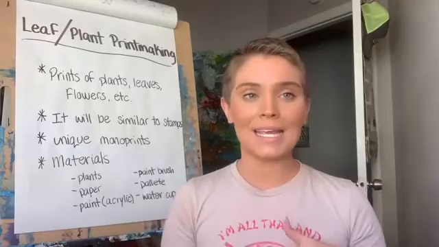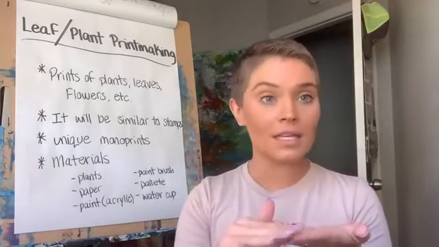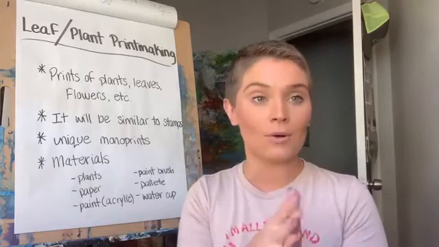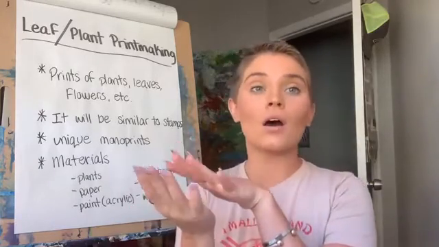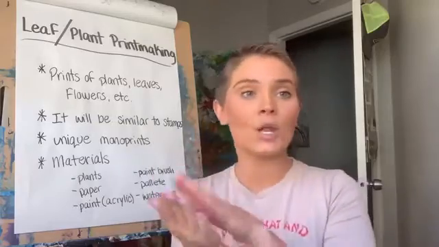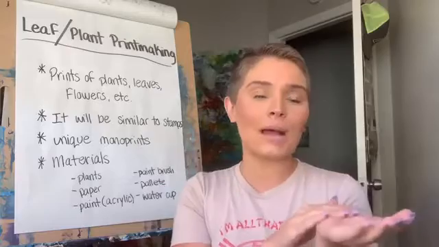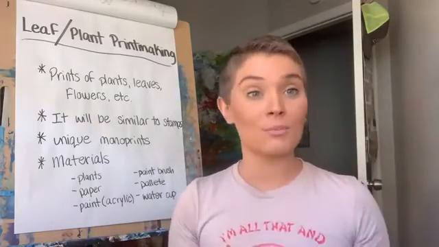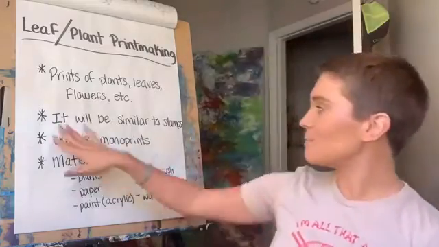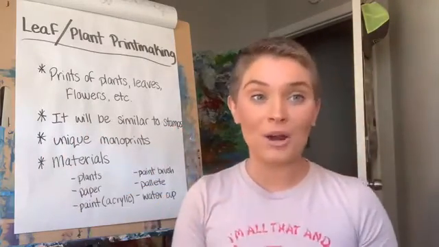We will be taking our acrylic paint and painting the faces of the leaves or the surfaces of the flowers and stuff like that. Once we have those pieces of our leaves and our plants painted, we will then be pressing them like a stamp onto our sheet of paper so we can see how many different prints we can make from nature. With that, because it is similar to stamps, they will be very unique mono prints.